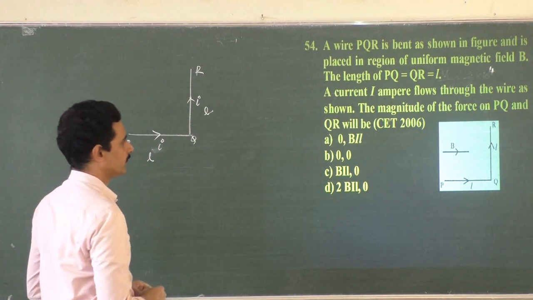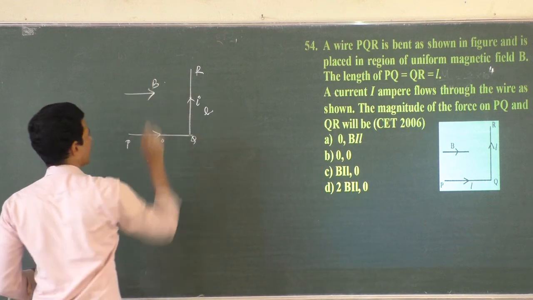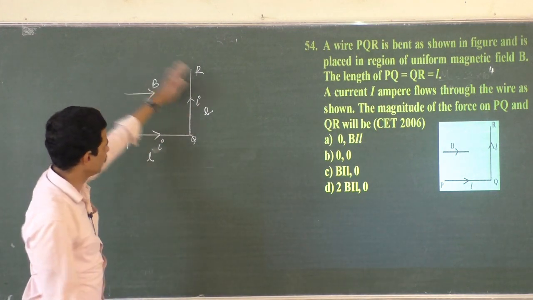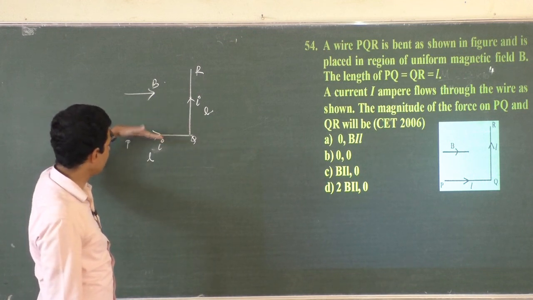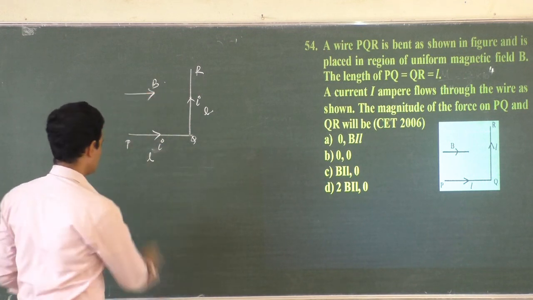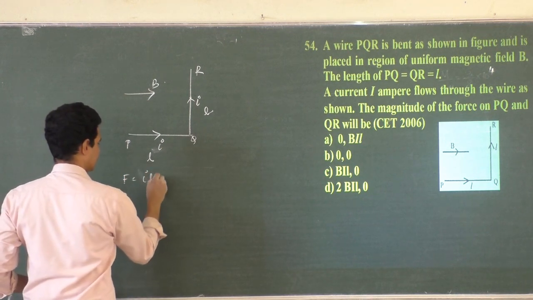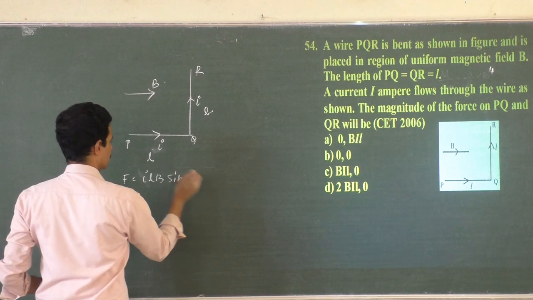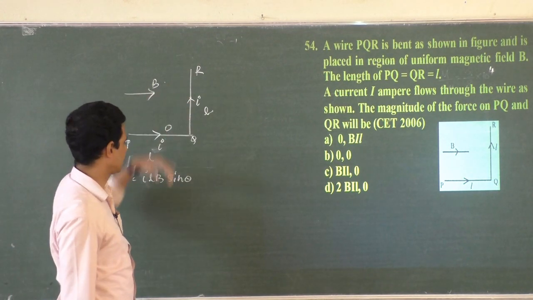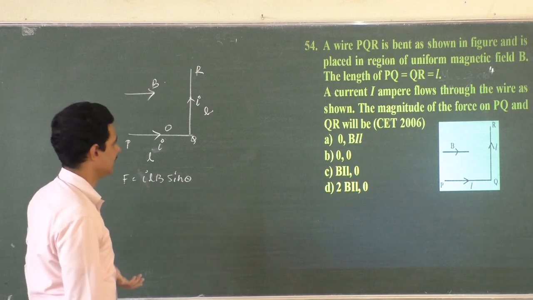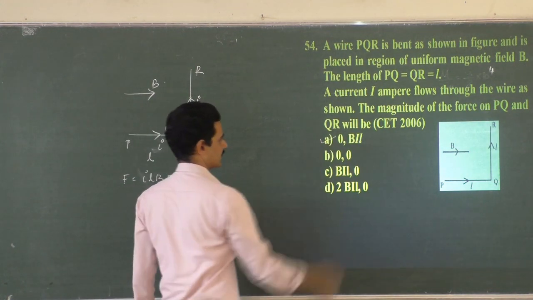The magnitude of the force on PQ and QR will be, and the direction of the magnetic field is given here. Now this part of the conductor, that means everywhere this magnetic field exists, and they have indicated only here. This part of the conductor is along the magnetic field, so force on it is sine 0. F is equal to ILB sine theta. Sine 0, so force on this is 0. What about this part? It is perpendicular to the magnetic field. Sine 90, it is ILB, right? 0 and ILB. Very easy question, first answer.